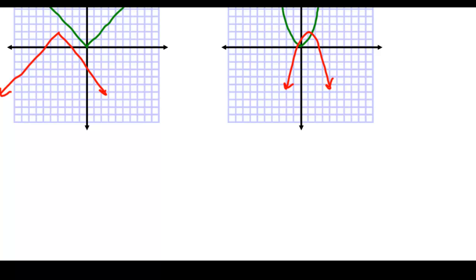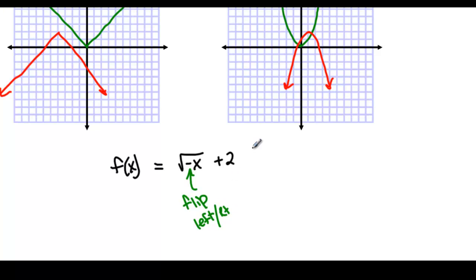And then I do want to show one more example. If we were to have f of x equals the square root of negative x plus 2, this negative is with the x. So this negative is going to flip it left or right. And again, that's reflecting it left or right. And that plus 2 is not with the x, so it's exactly what it looks like. So we're going to go up 2.